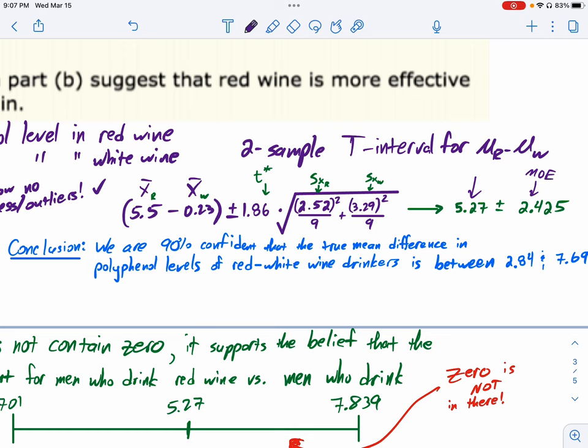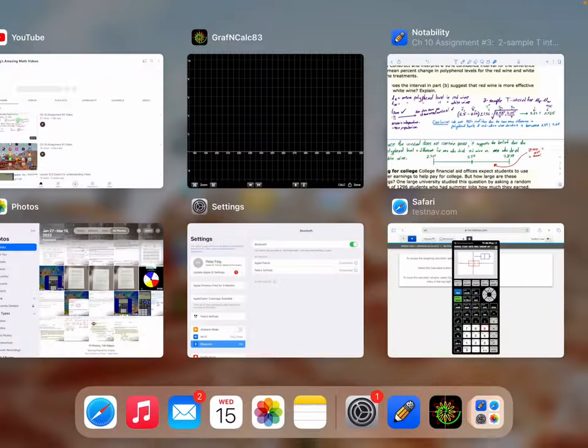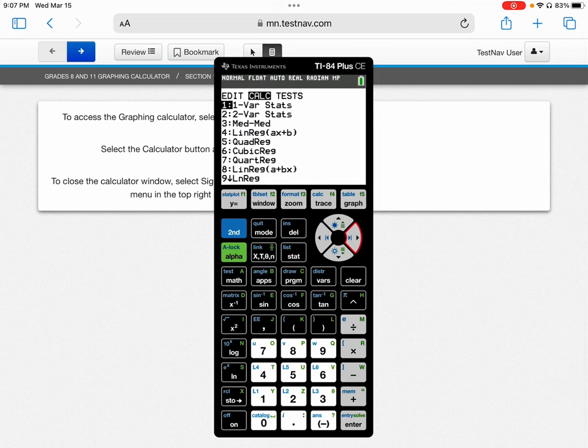So where did I get these numbers? Back to the calculator. I got the x bars and the standard deviations from the calculator. So to do that, I would go stat, calculate, one variable stats. I'll start with the first list. And so there I go. There's my x bar, 5.5. That's the red wine. And Sx is 2.51-ish. And you can jot those down.